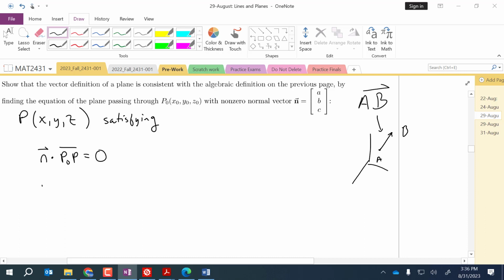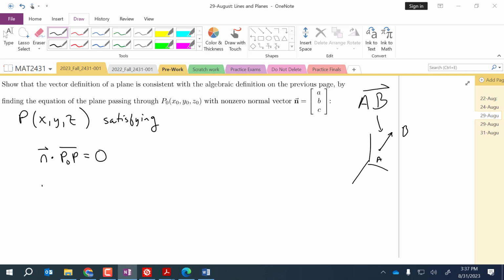Okay? So this vector right here has a tail at P0 and some arbitrary tip. Why am I saying it's arbitrary? Because it's just the coordinates x, y, and z. I haven't specified what it is yet. How do you figure out what x, y, and z are? You ensure that x, y, and z make this equation true.